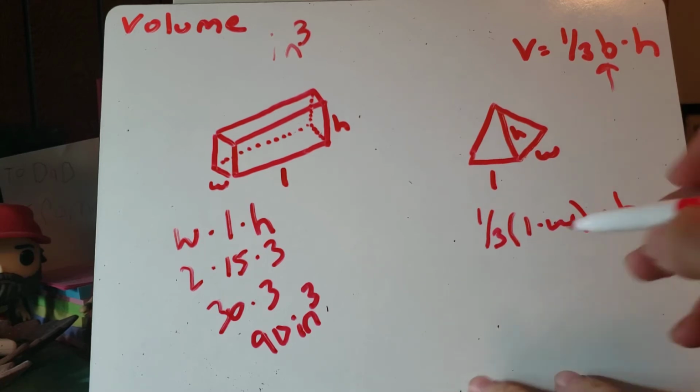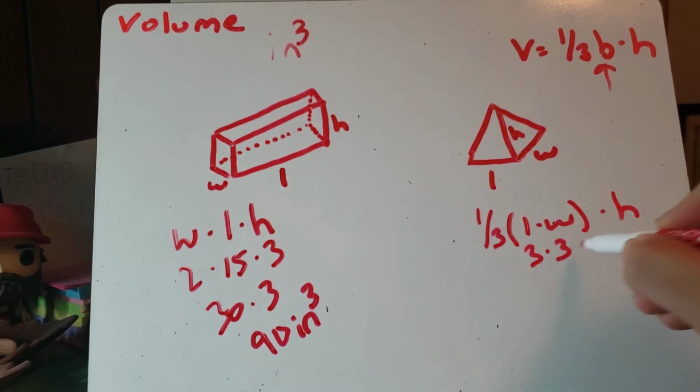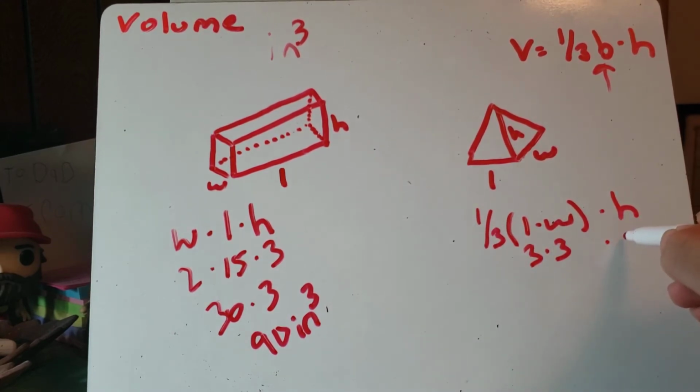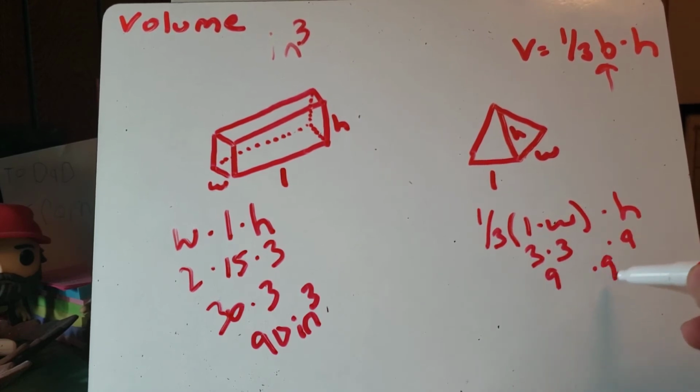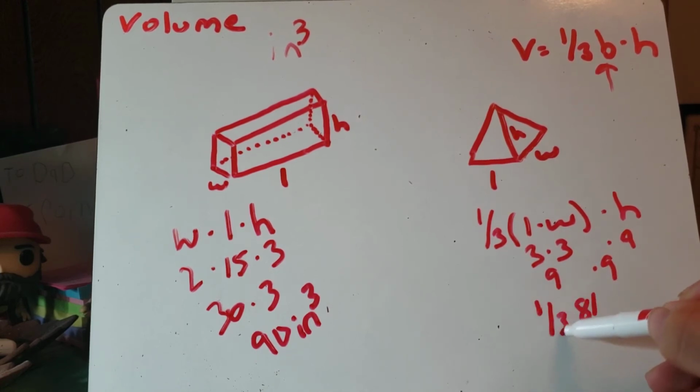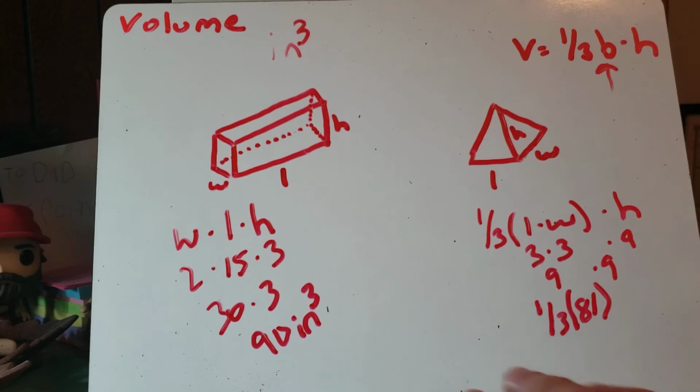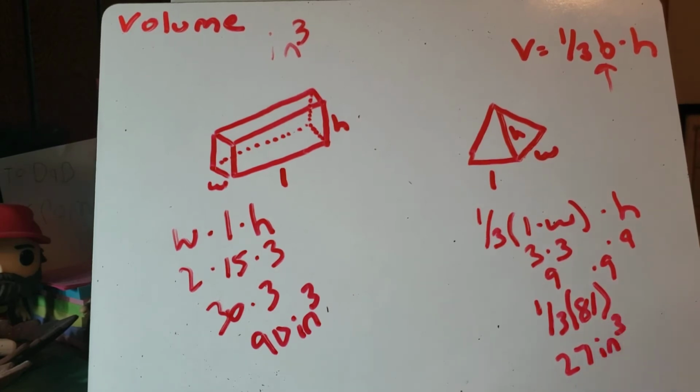So let's make that happen. Let's say the length and width are 3, and the height is, let's do 9. Okay, so 3 times 3, that's the area of the base, is 9. And we'll multiply by the height, which is 81, because 9 times 9 is 81. And then we have to multiply 81 by 1/3. So 1/3 of 81 would be, let's see, 27. So that would make the volume of this pyramid 27 inches cubed. Remember, we got to have a cubed unit. Okay?